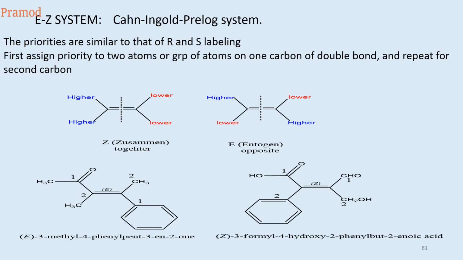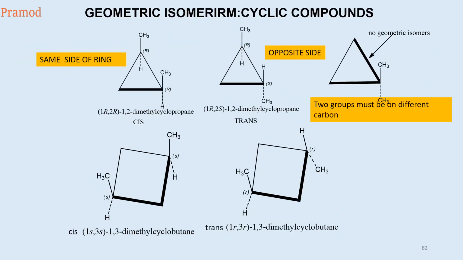You have to write the priorities the same as you have written for CIP rules. You have to write down all the criteria, then see at the individual carbon atoms and compare. If the higher priority groups are on the same side across the carbon-carbon double bond, then it is known as Z, and if the higher priorities and the lower priorities are on the opposite sides, then it is known as E configuration. That is E and Z configuration. That was for your double bond.